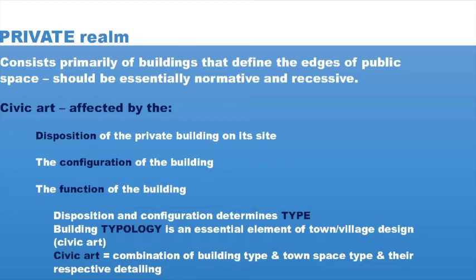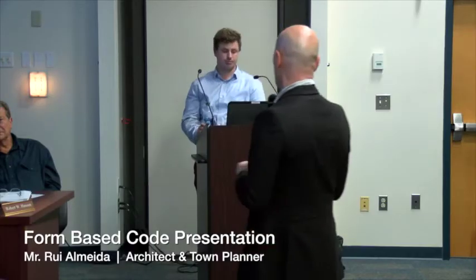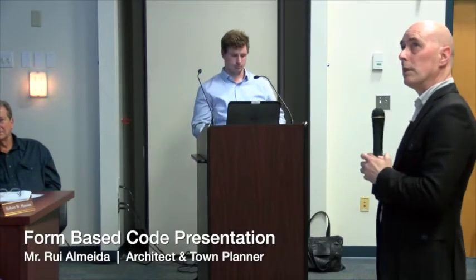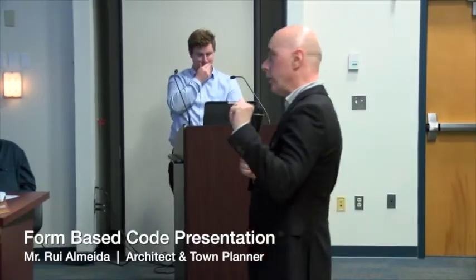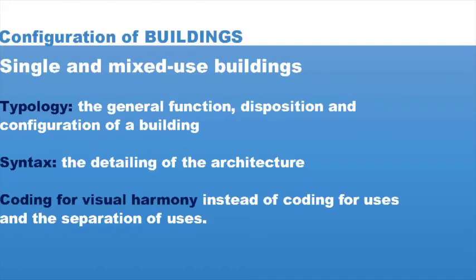Lastly, civic art equals, it's more like a little equation, a combination of building types and town space types and their respective detail, syntax. We're going to talk a little bit about that very briefly. Evan, please. Thank you. So last but not least, the configuration of the building. Single and mixed-use buildings, everything fits. It's whatever you want. So typology, syntax, and coding for visual harmony. Typology is the general function, disposition, and configuration of the building.